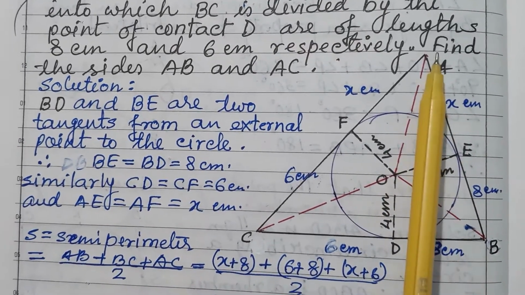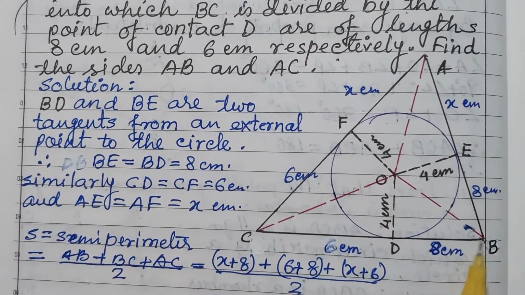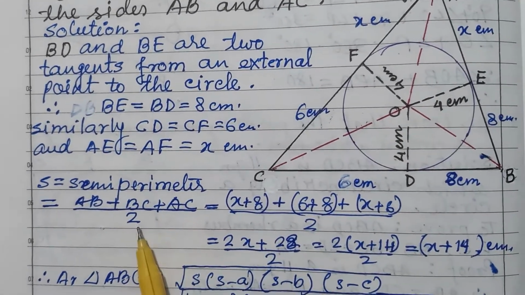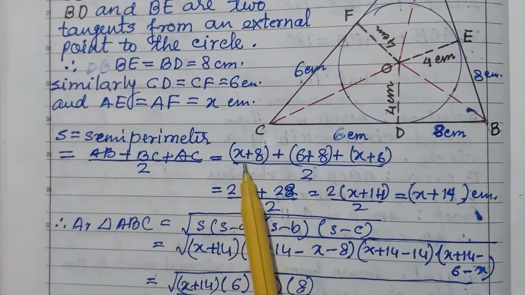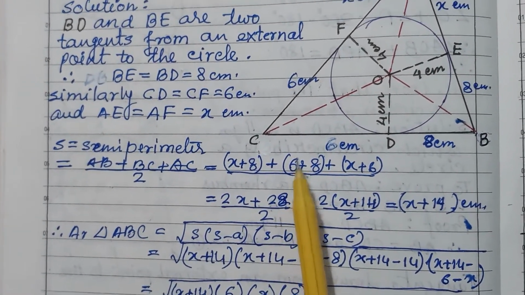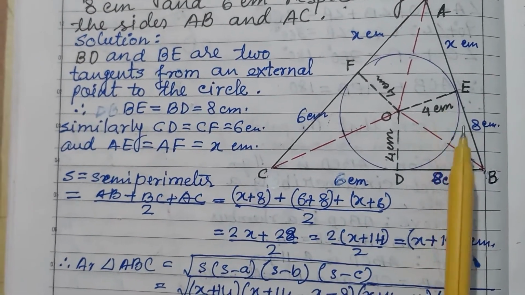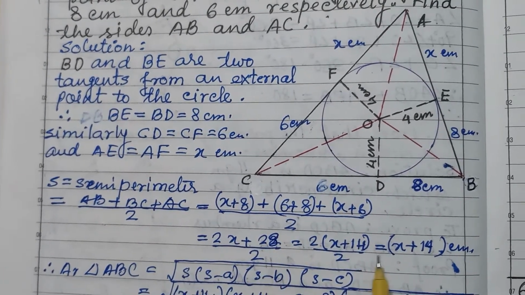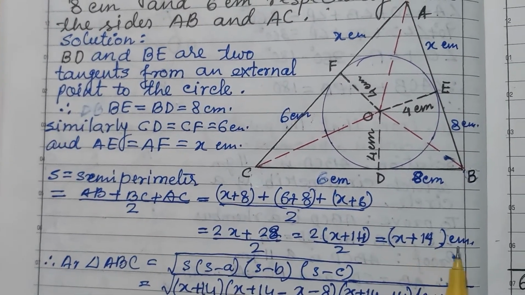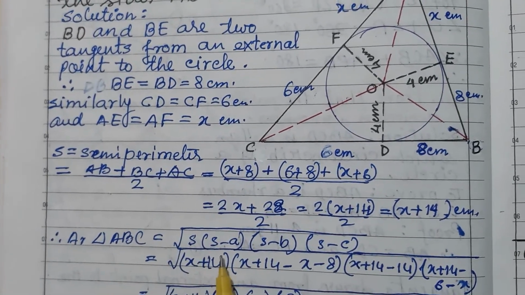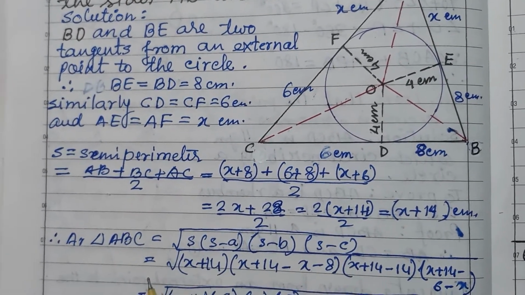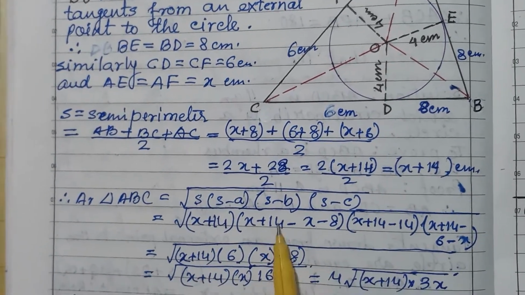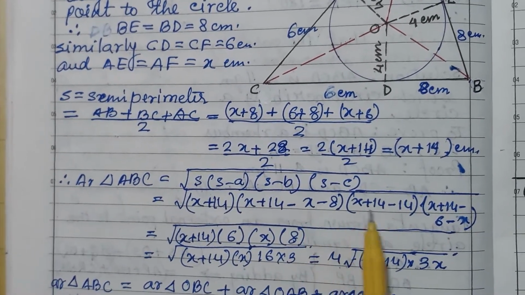Now semi-perimeter of this triangle ABC is AB plus BC plus AC upon 2. That is AB is x plus 8, BC is 6 plus 8 and AC is equal to 6 plus x, upon 2. That is coming x plus 14 centimeter. Now area of triangle is root of S into S minus A, S minus B, S minus C, that is x plus 14, S minus B, S minus C.